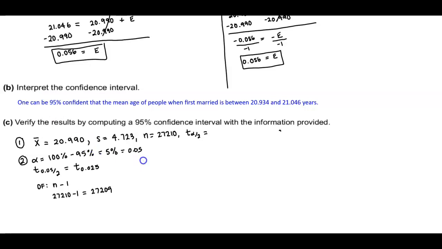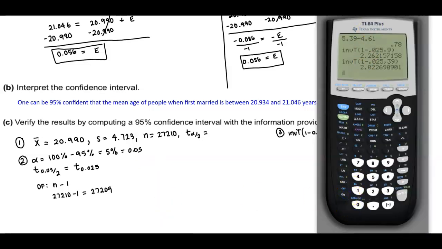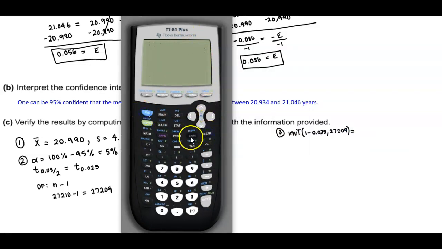So we're going to have to use either the TI-84 or StatCrunch. We're going to use INVT with the area 1 minus 0.025 and the degrees of freedom 27,209. Let's find that using our calculator. We use second distribution and go to INVT. We take 1 minus 0.025, and the degrees of freedom is 27,209. Then hit enter to paste, and hit enter again.